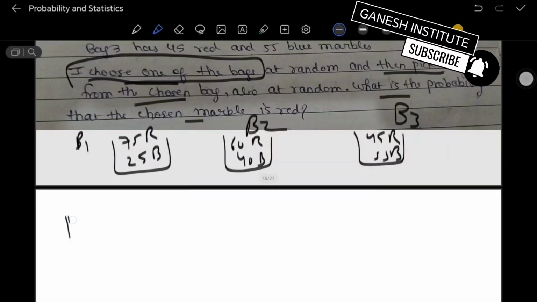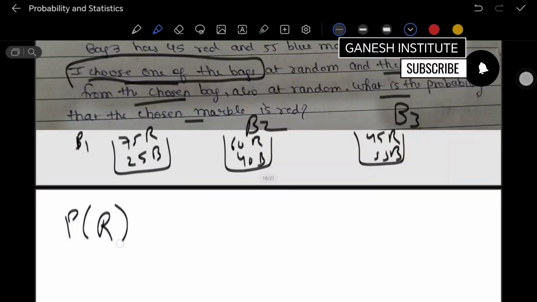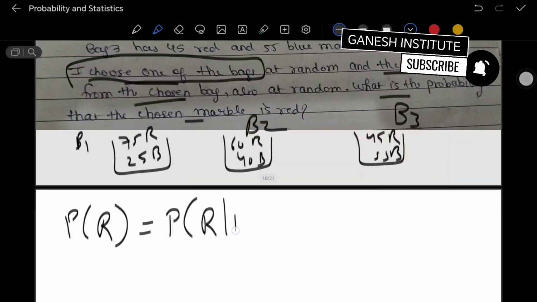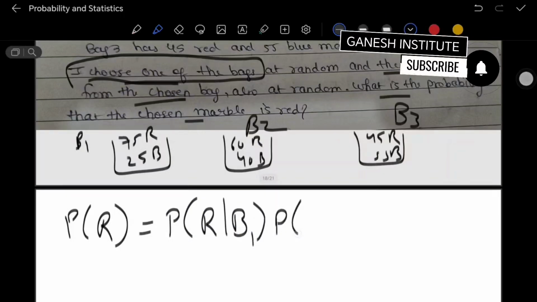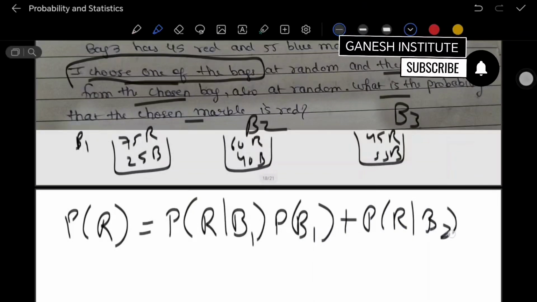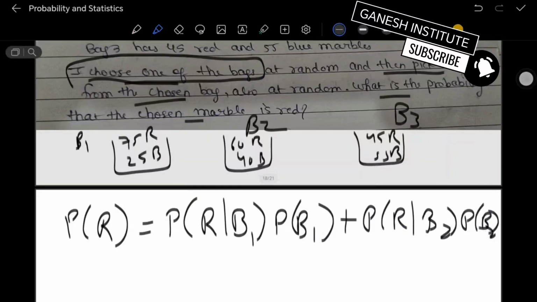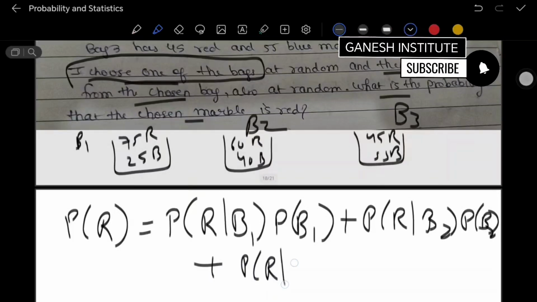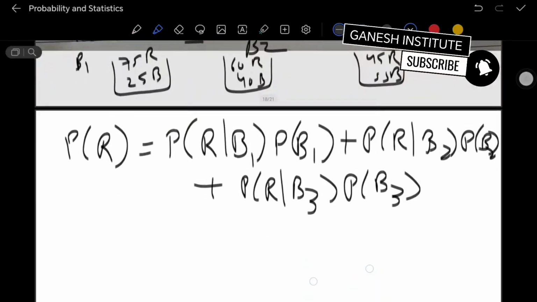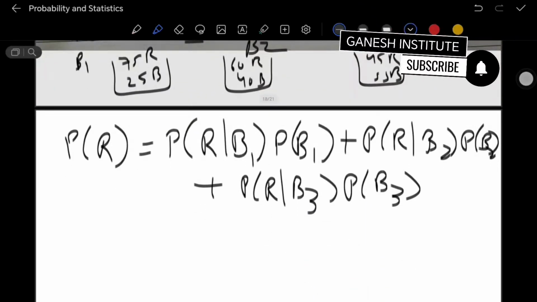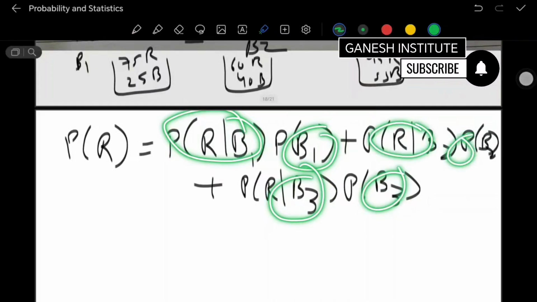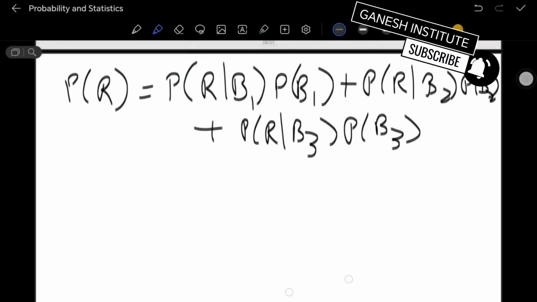So tell me, firstly, if I need to find out the probability of getting a red, by the total probability law, it will be P(R|B1) into P(B1) plus P(R|B2) for the second bag into P(B2), plus P(R|B3) into P(B3), right? From the derivation and the formula. Okay, so I need to find out all these values, right? Let's find them out one by one.